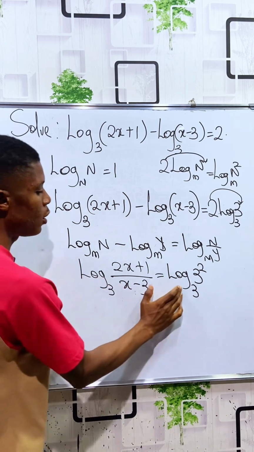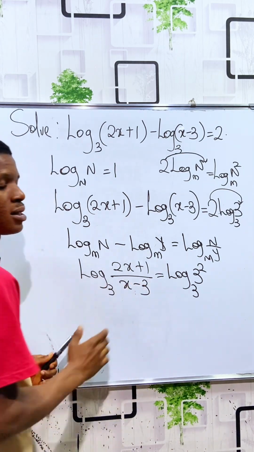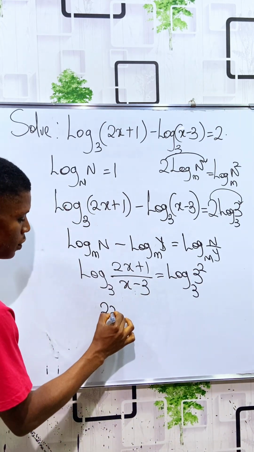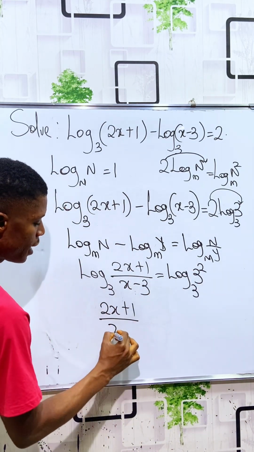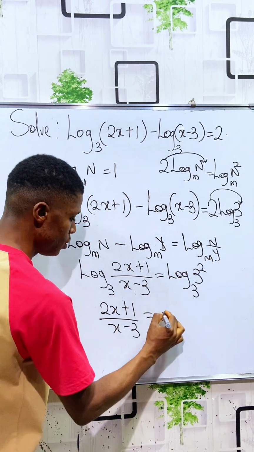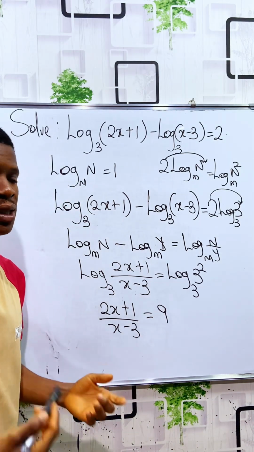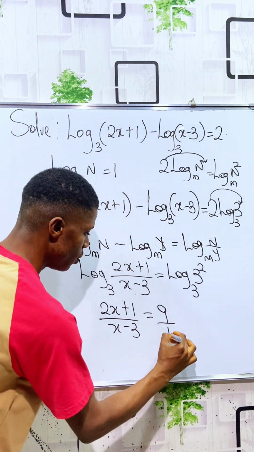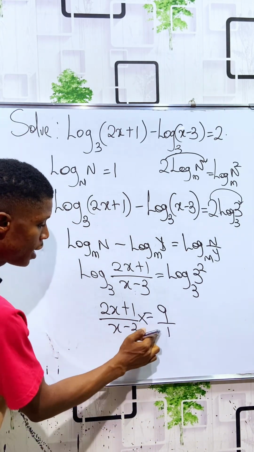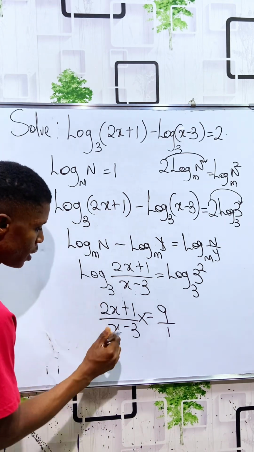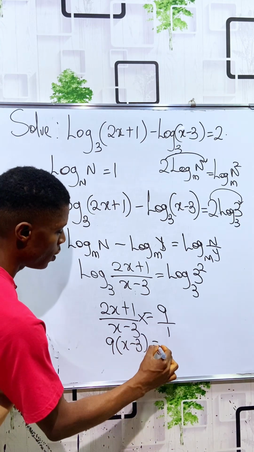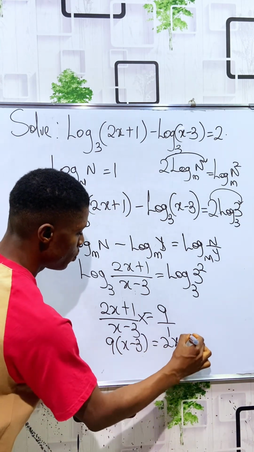So since we now have log to the base of 3 on both sides of the equation, we can equate the terms. So we have 2x plus 1 divided by x minus 3, and that equals 3 squared, which is 9. Simple equation, so it's easy to solve now. This is just over 1, so cross multiply. We use 9 to multiply the denominator and 1 to multiply the numerator. So we have 9 into x minus 3 is equal to 2x plus 1.